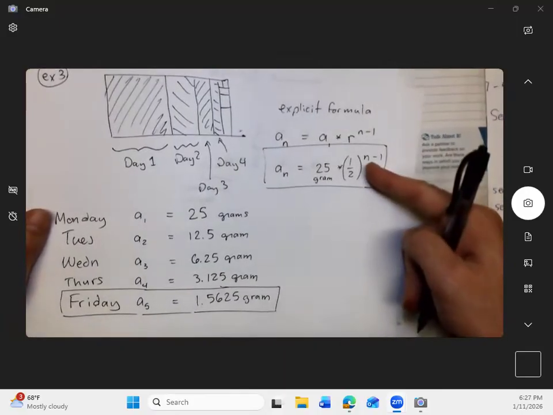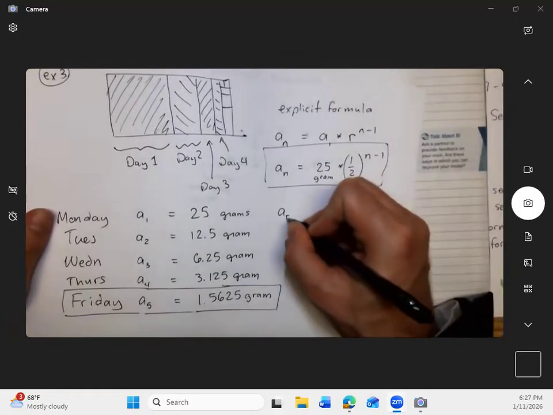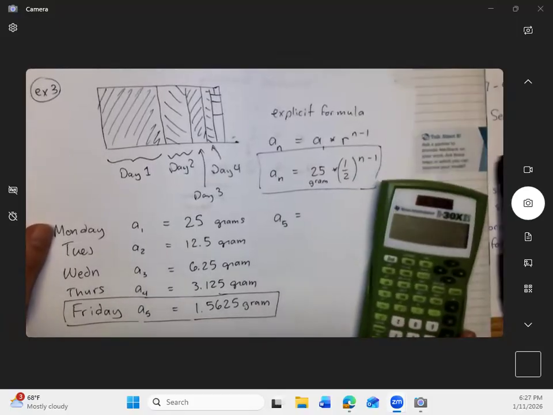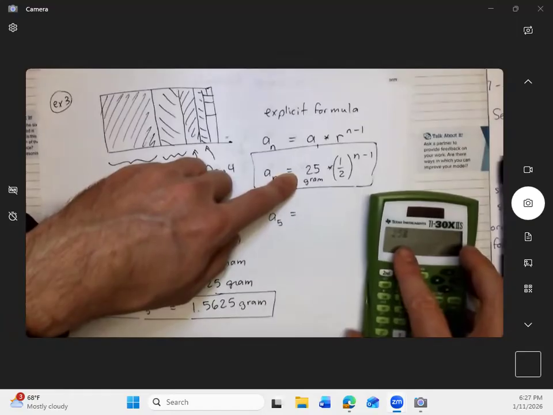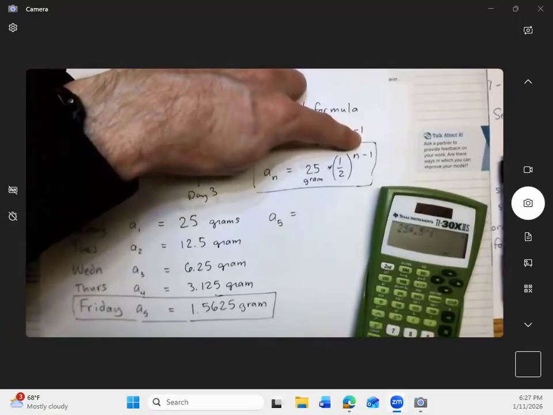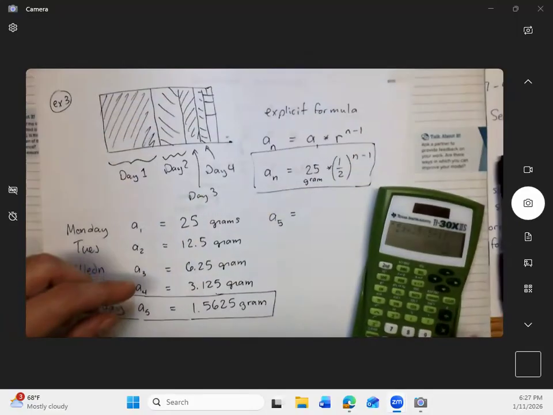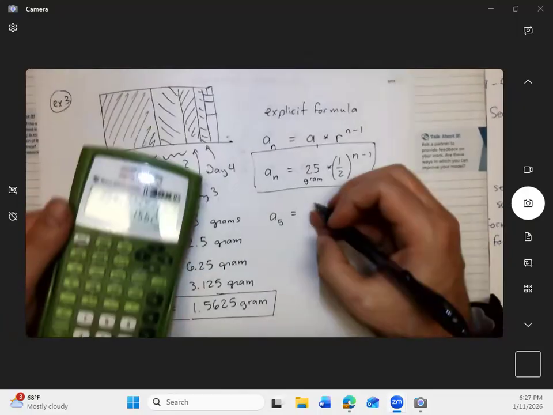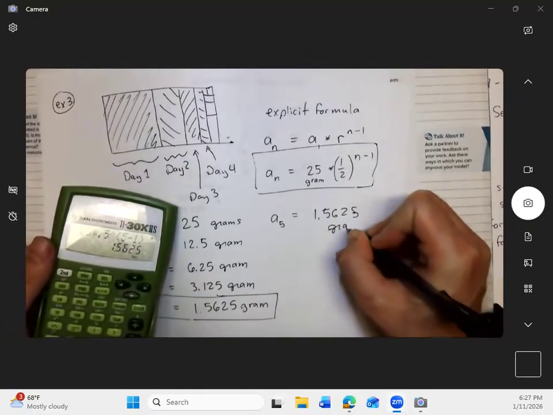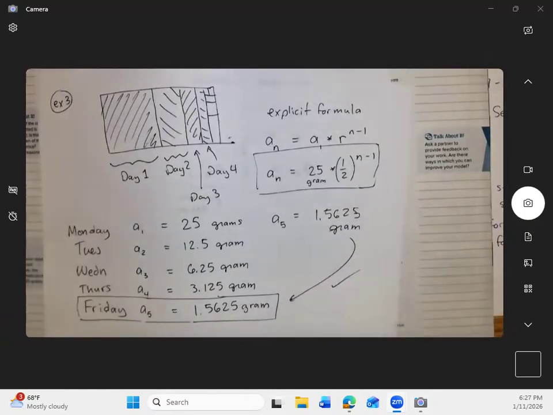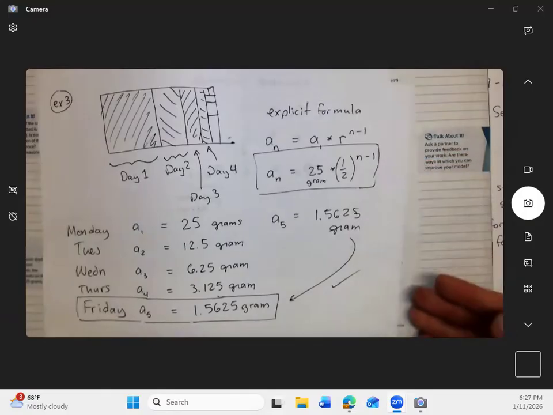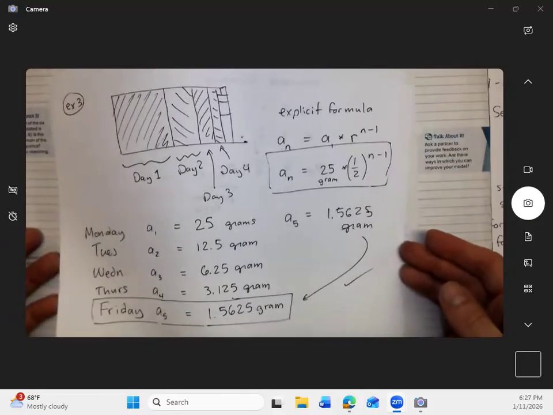Now, if I plug in 5 for n, what is A of 5? It's got to be this number. I just want to show you guys this is going to work. So let's take the 25 grams that he ate the first day, multiply by 1/2 to the power of n minus 1. So in parentheses, 5 minus 1. It's the same thing, 1.5625 grams, which matches that. Ding, same thing. So there's an explicit formula to tell you how much chocolate he's going to eat on any day.